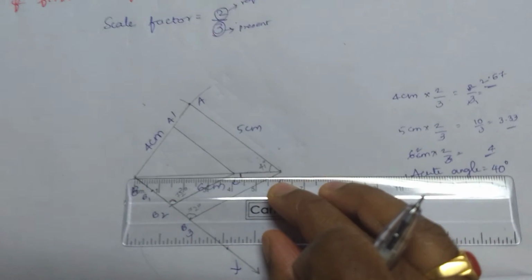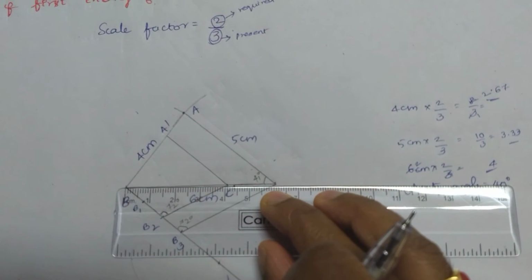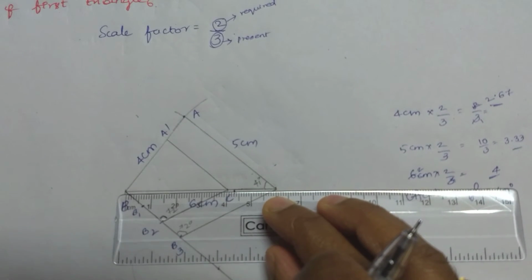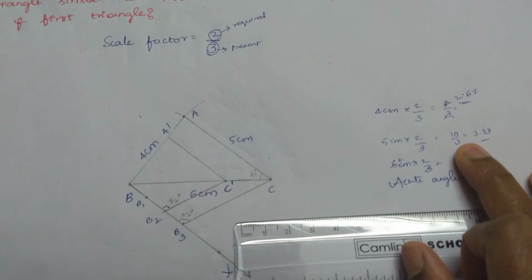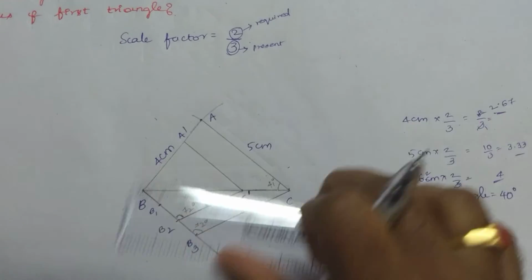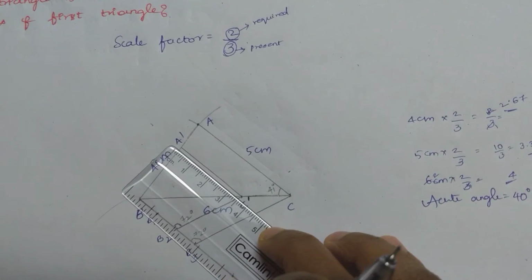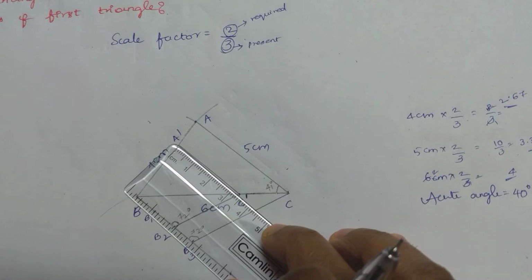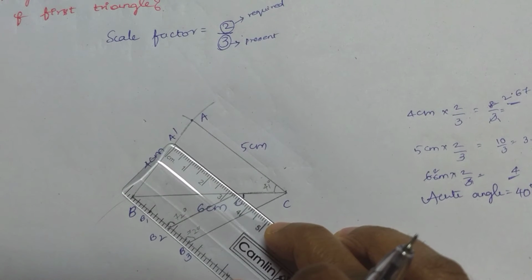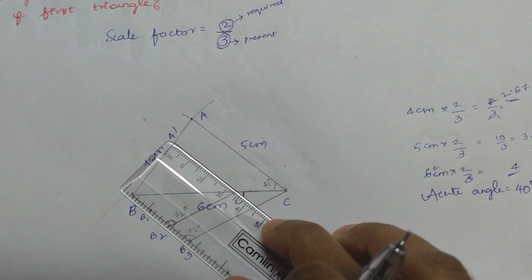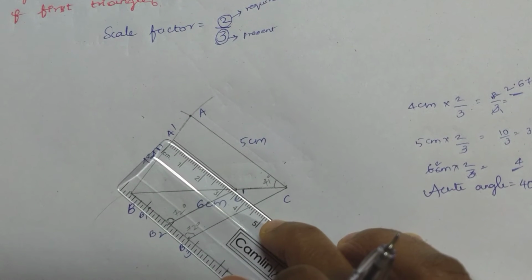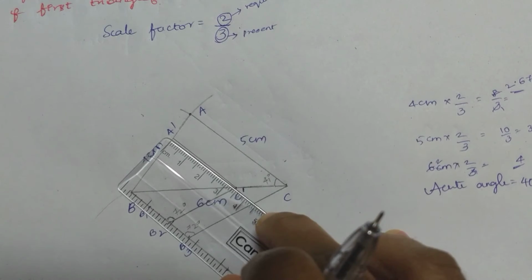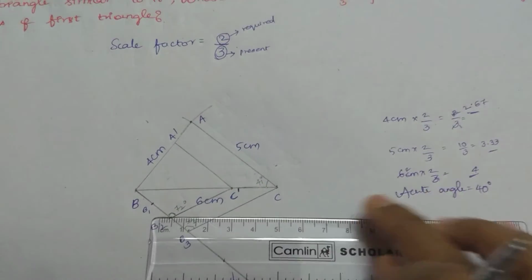At 6 we got 4, right? See, yeah, it's 4. So 6 is correct. So again at 5 it should be 3.33. Let's see. From A dash, correct, it should be 3.33. So yeah, it's more than 3.3 and in between 3.3 and 3.4, it means 3.33.